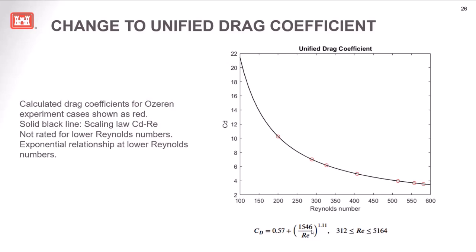These are the calculated ones for the Azurin experiment cases, shown in red, and the solid black line is that CD to Reynolds number curve using the scaling law. This isn't rated for any Reynolds numbers lower than 312, but this maybe indicates that an even larger range from 600 should be used as a different regime for the Reynolds number to drag coefficient curve.